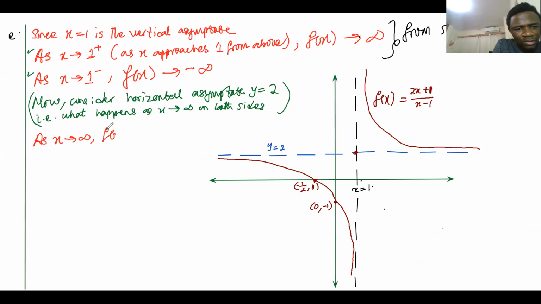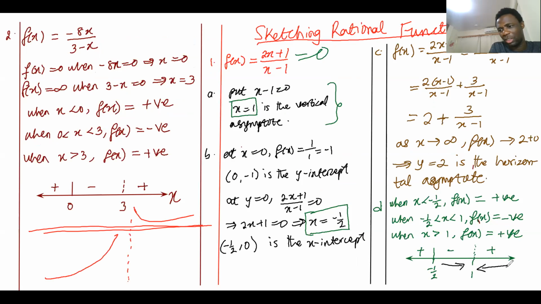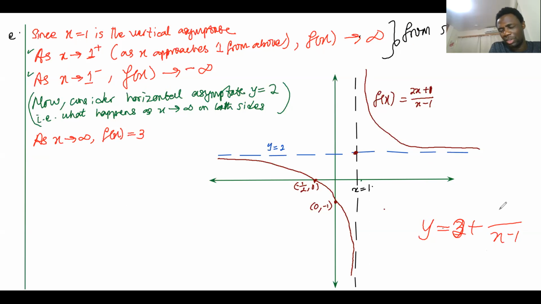F of x, which is equal to, you don't have to write this, y equals 3 plus, x minus 1, sorry, this is 2, and this is 3. So the idea is this: if this is 2 becoming large, it's going to be 0, right? Okay, bring out the calculator, everybody. Let's do something. Do you all have your calculator?